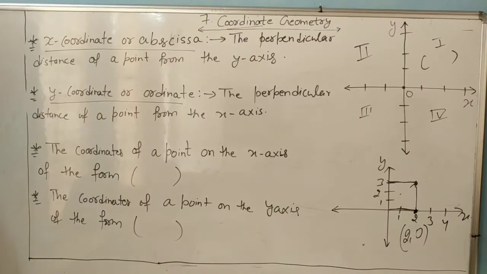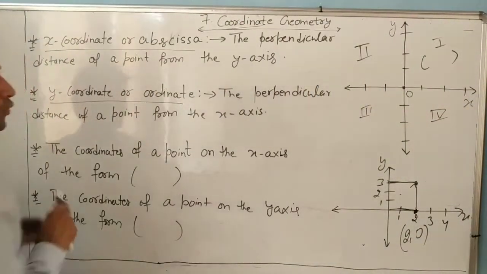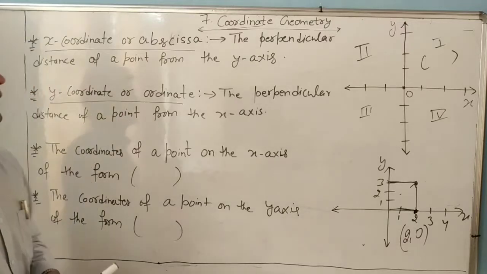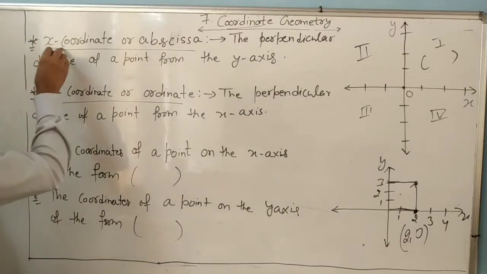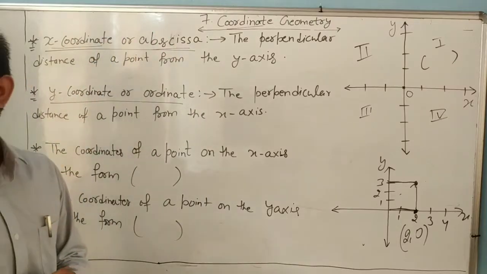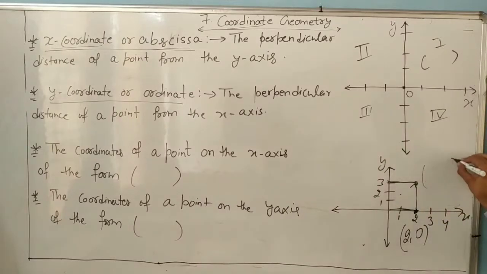Now next, dear, what is the x coordinate? Look now at how to find the x coordinate of a point and how to find the y coordinate. So what is the x coordinate? The x coordinate we can also call the abscissa. What is abscissa? If you want to find the coordinates of any point, everyone knows every point has 2 coordinates, x coordinate and y coordinate.